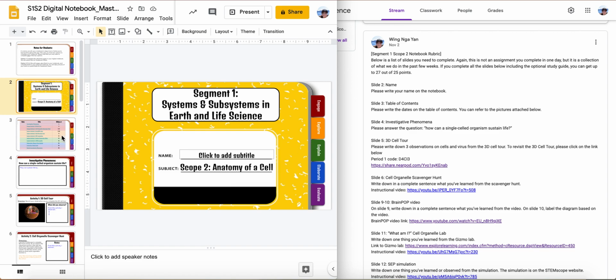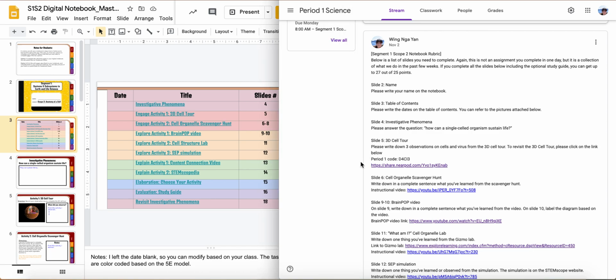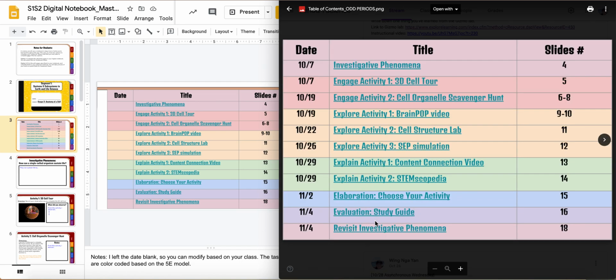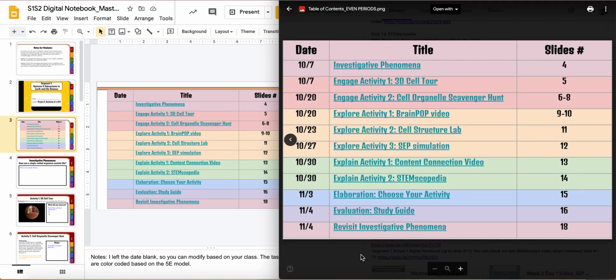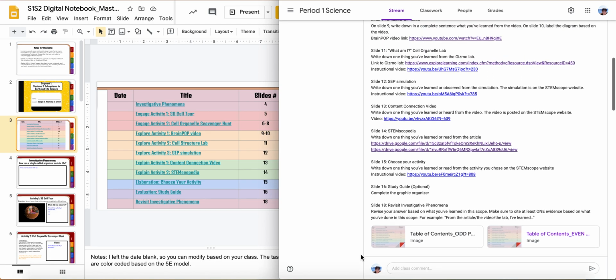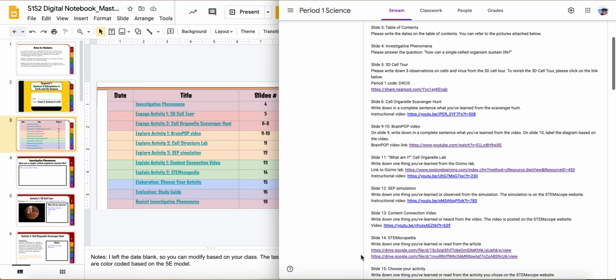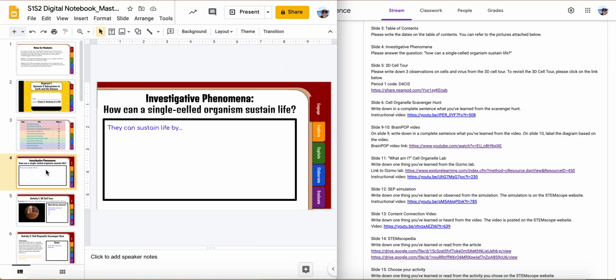Slide 3 is the table of contents. I post the table of contents on the bottom of your stream. So let's take a look. Right here are the dates for the odd period. Go ahead and pause here. And here are the dates for the even period. Alright, again, feel free to pause this video, or if you need to rewind or go forward, you can do that as needed.